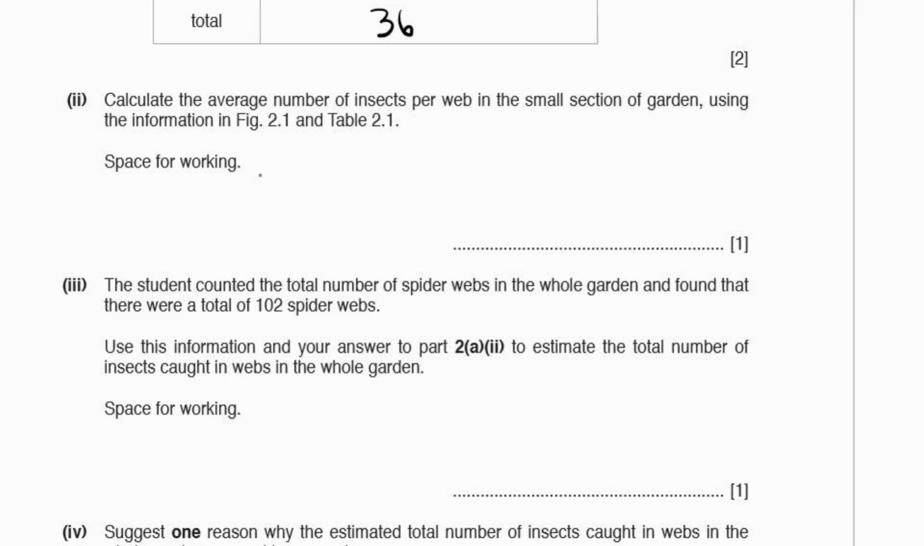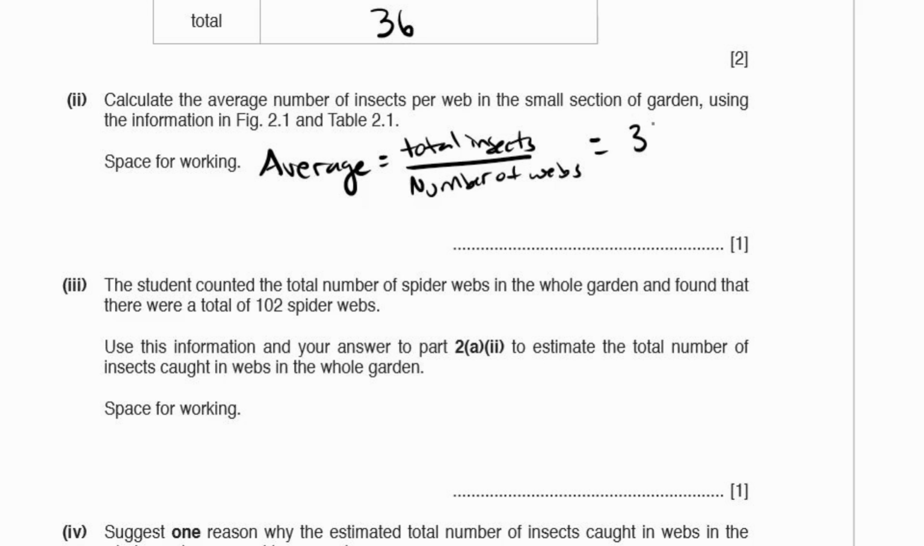Okay, so for the average, we need the total number of insects divided by the number of webs, which equals 36 insects divided by 6 webs. So that is 6 insects per web. Okay, you probably don't need the units in there. However, it's always good practice to put them in anyway.